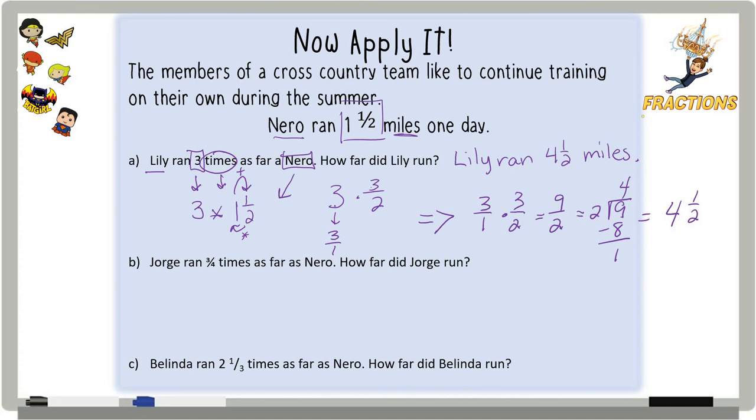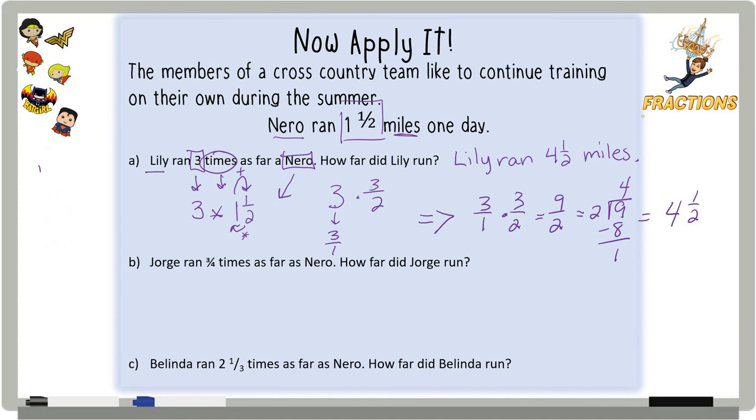Okay, and you can make a picture of that and see if it makes sense. So she ran 3 times as many. If Nero ran 1 1/2, then 3 times as many would mean you would have that many, right? Well, that gives you 1, and you have 1, 2, 3, 4, and then you have that extra half, so it's 4 1/2. So my drawing and my math match up, and they make sense, so I know that I did it correctly. All right, so let's go ahead and try the next one.